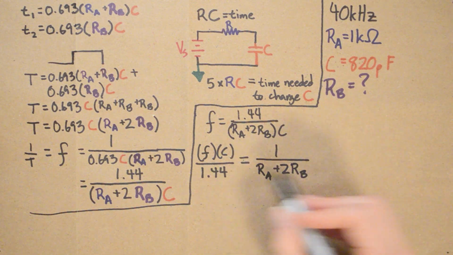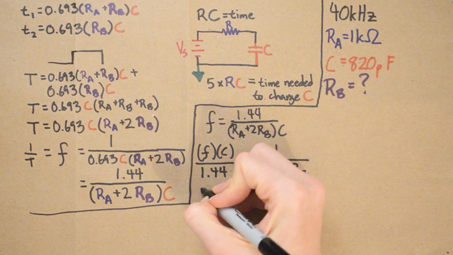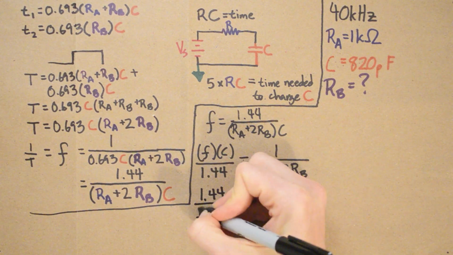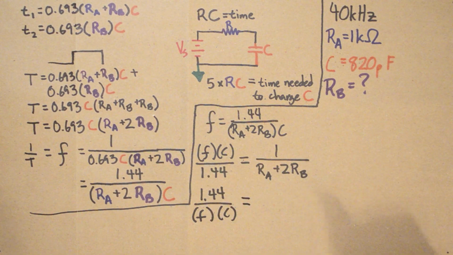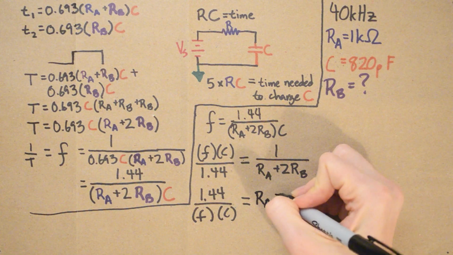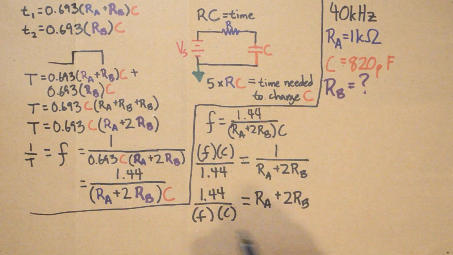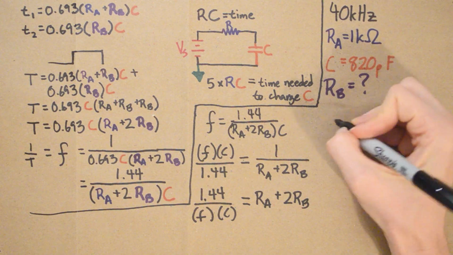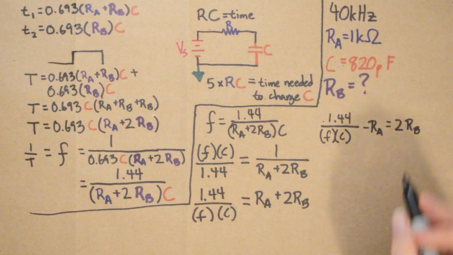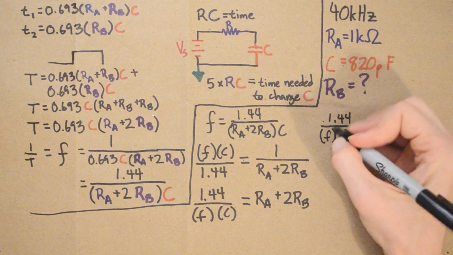So now the next thing that might be helpful is to invert this so RB is on the top. So I'm going to take the inverse of both sides. So 1.44 over F times C equals RA plus 2RB. Now at this point I need to move RA over to this side, so I'm going to end up with, and then finally I'm going to divide all of this by 2.